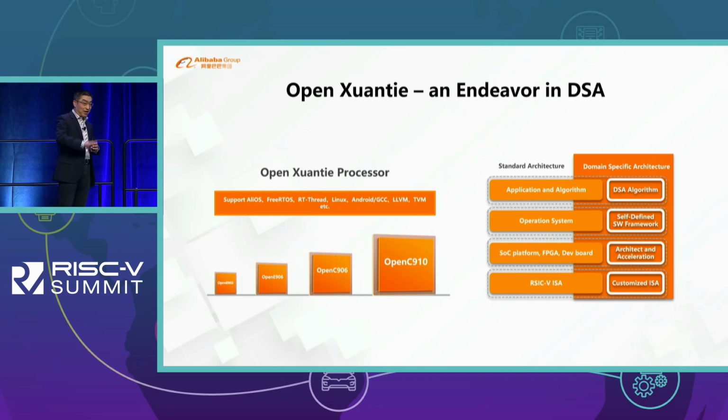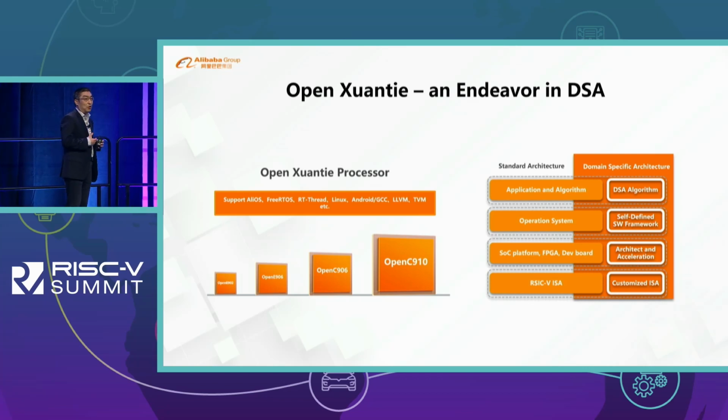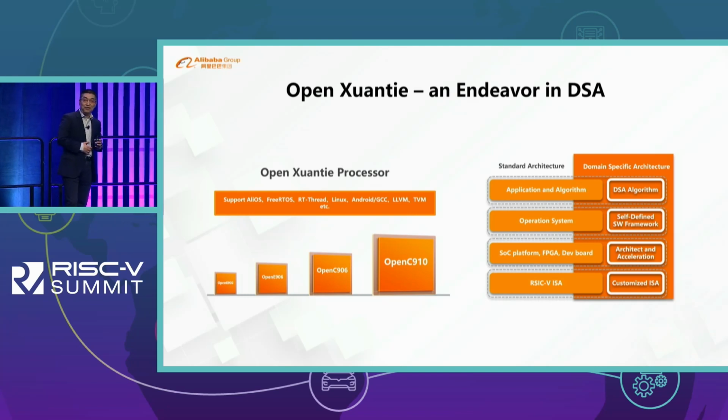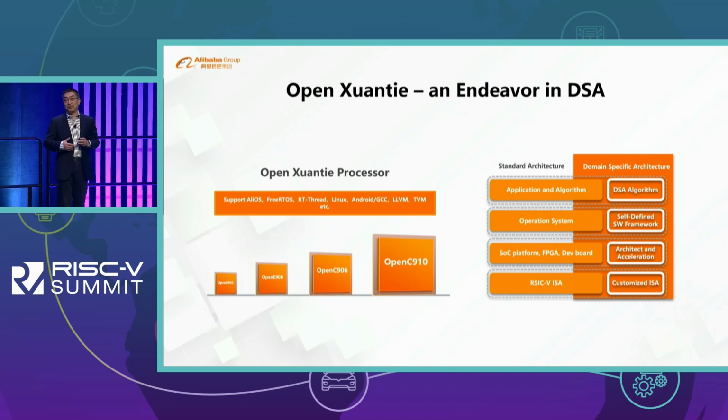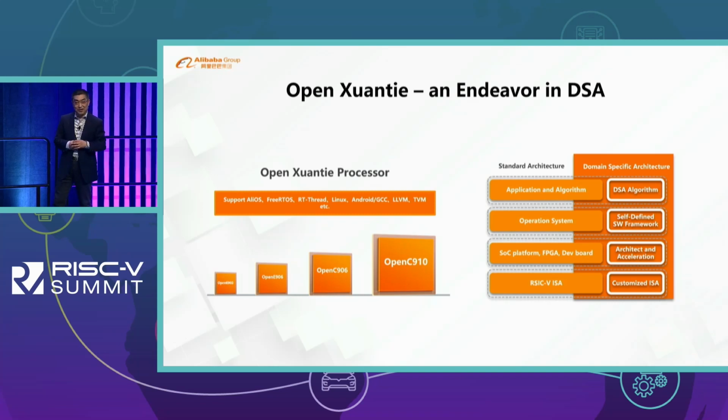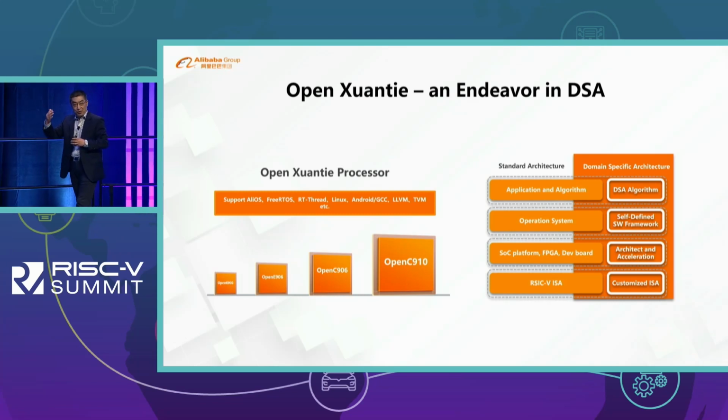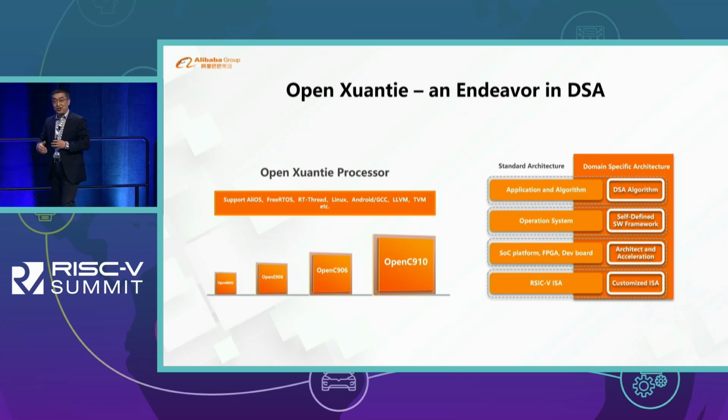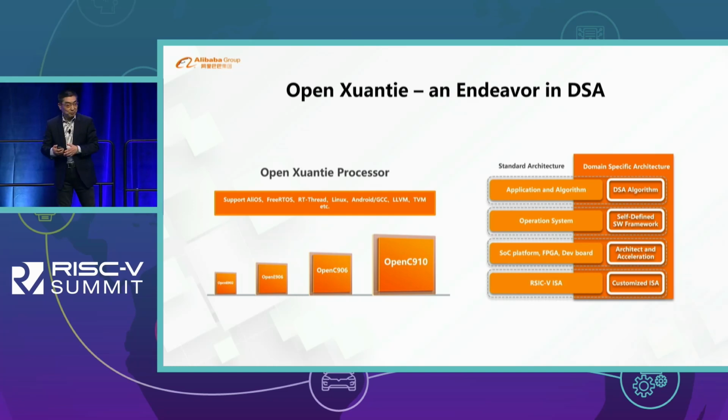At the right-hand side, you can see the standard architecture starts from the bottom. We have a RISC-V ISA. Then above that, we have our SoC platforms, which can help our customers build RISC-V application devices more efficiently and faster. And above that, the operating system, and finally the applications and algorithms for different areas.